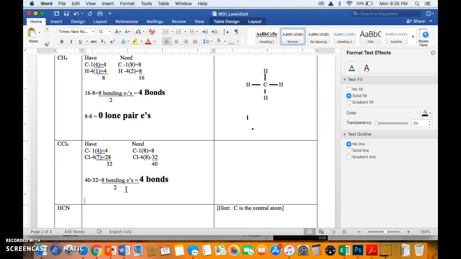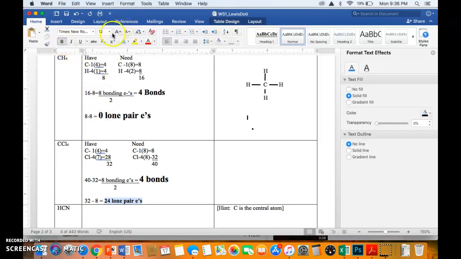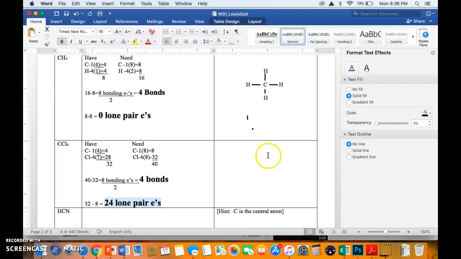Step 5 of my math, the last step, is I take step 1. Step 1 was 32. Minus step 3, your bonding electrons, which is 8. 32 minus 8 gives you how many leftover electrons you have. 32 minus 8, 24 lone pair electrons, leftover electrons. Again, that's an important piece of information. I'm going to circle it or bold it, whatever you want to do, so that you remember that's going to help me draw my structure.